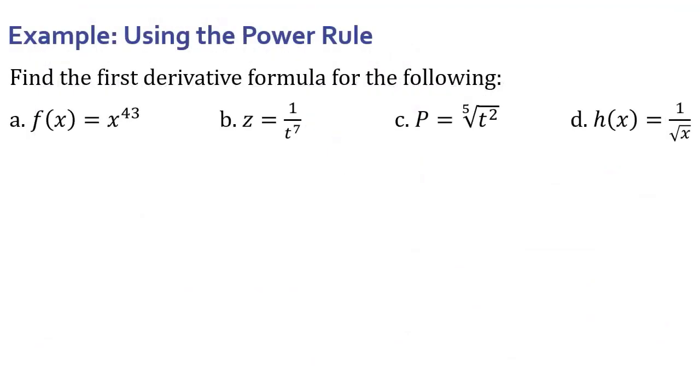Okay, let's just keep on using this power rule just so we can get a little bit better at it. So if I have x to the 43rd power, again, I'm going to write this up here. d over dx of x to the n equals n times x to the n minus 1.